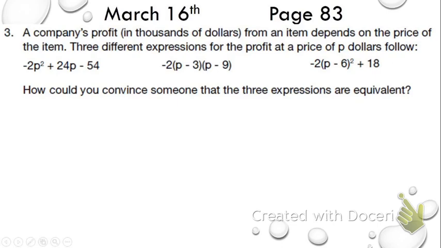All right, so it says a company's profit in thousands of dollars from an item depends on the price of the item. So far that makes sense. The amount of money that they make off of it is based on how much they charge for it, right? There are 3 different expressions for the profit at a price of P. I hate that they're talking about profit and price because they both start with P and I'm going to get confused. So you're going to see me do a lot of labeling in here so that I don't get lost.